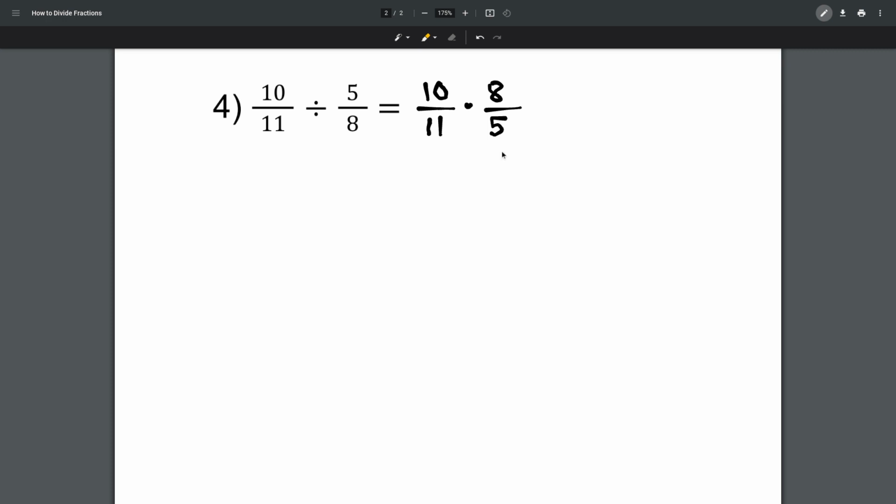We can do some cancellation before we multiply. So both 10 and 5 are divisible by 5. If I divide 5 by 5, I get 1. If I divide 10 by 5, I get 2. So we can simplify this before we multiply. 2 times 8 is 16. 11 times 1 is 11. 11 goes into 16 once with a remainder of 5, so I can write this as 1 and 5/11ths.